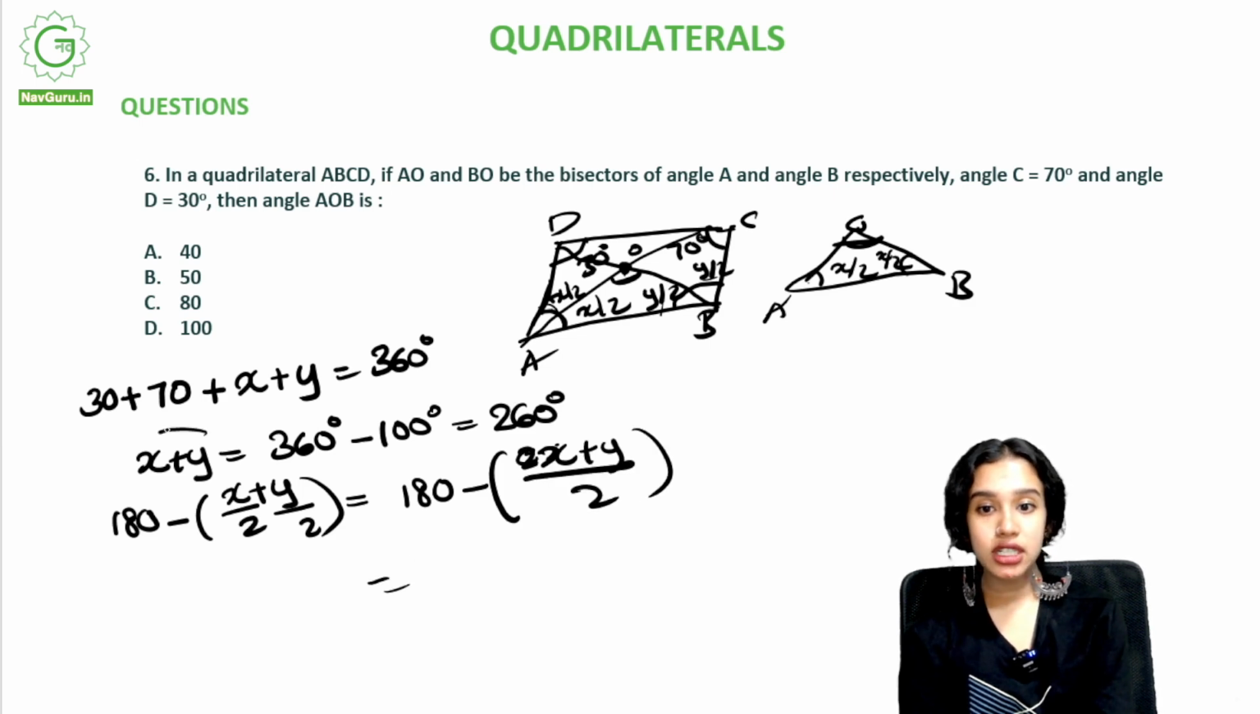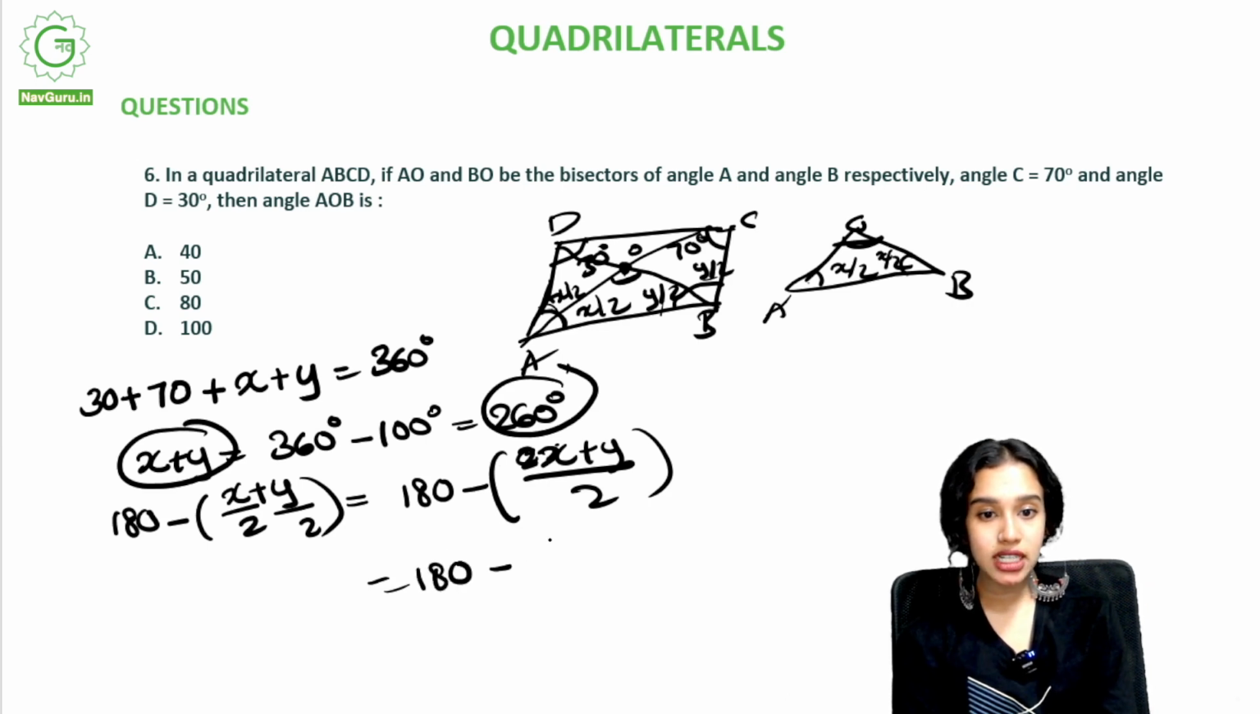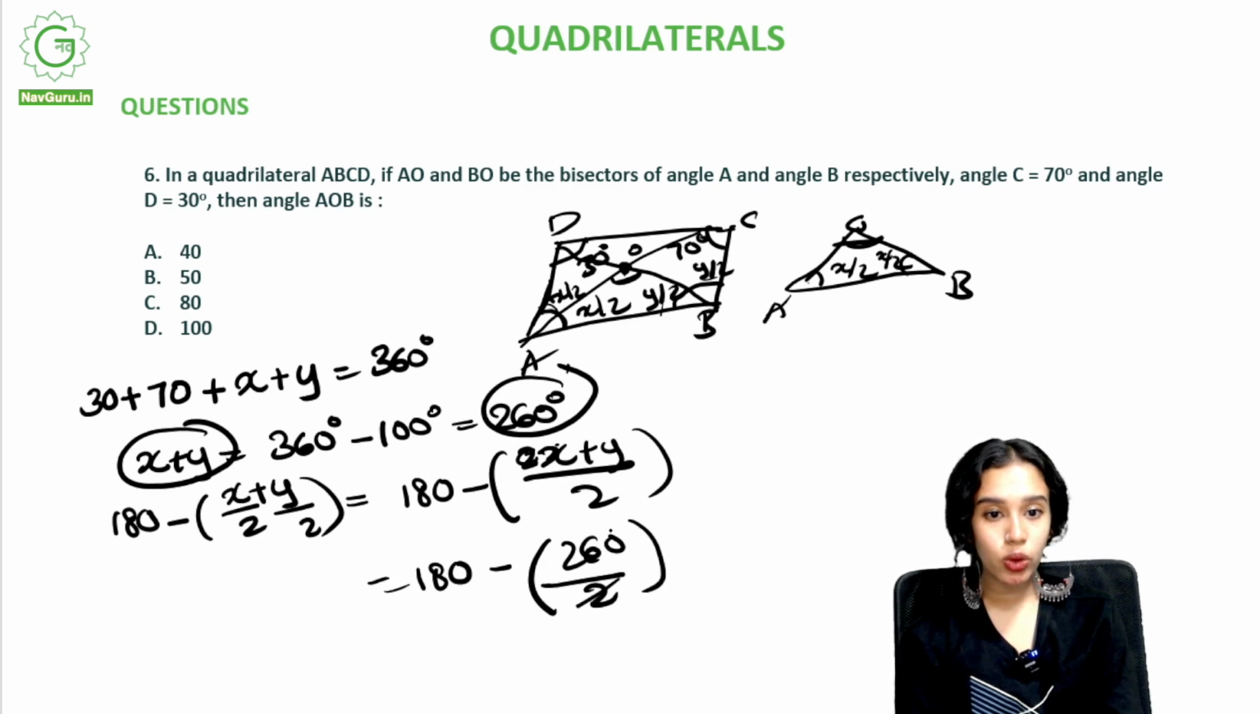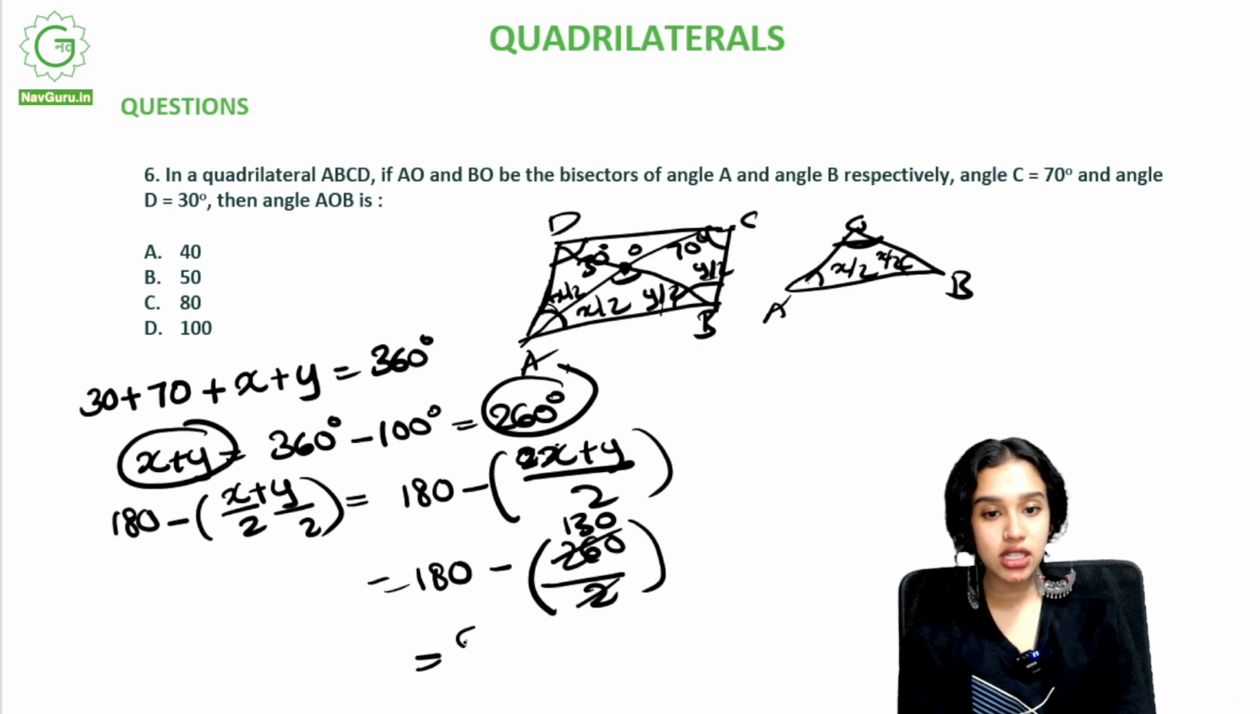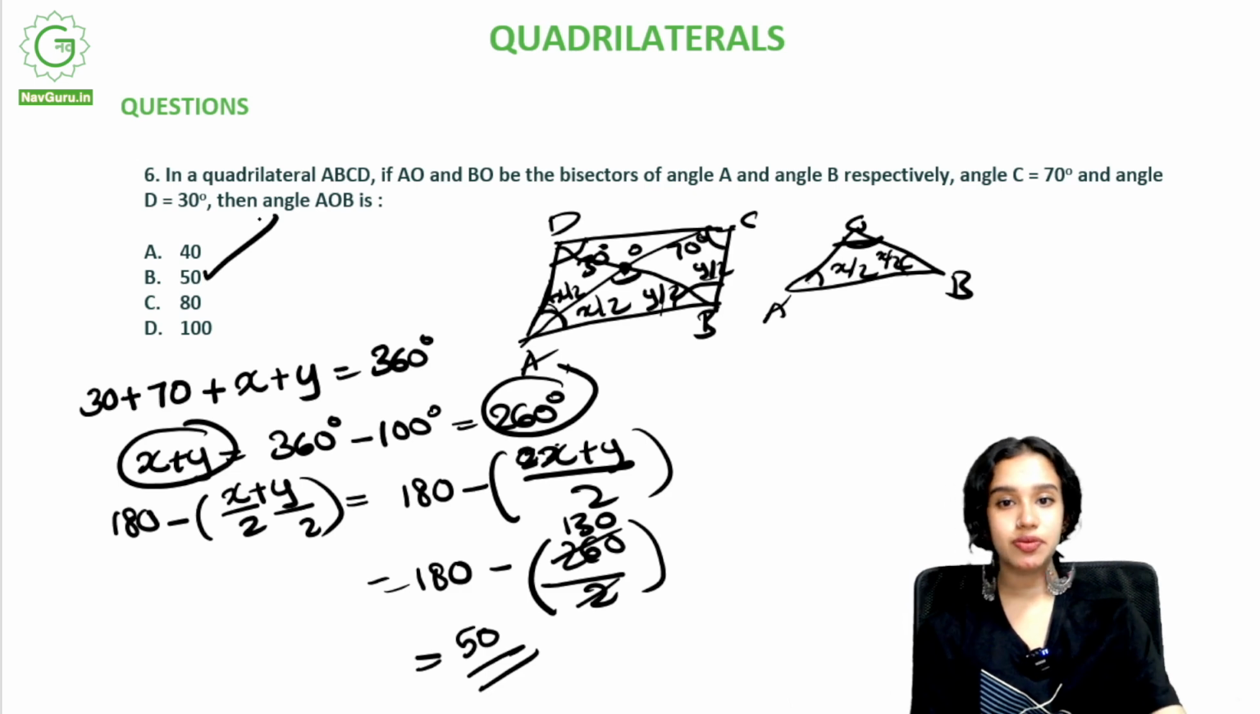Now, we found here that X plus Y is equal to 260 degrees. So, this would be 180 minus 260 by 2. This is 130, right? Now, what is 180 minus 130? 180 minus 130 is equal to 50. So, 50 degrees is the answer for this question. Now, let's move on to the next question.